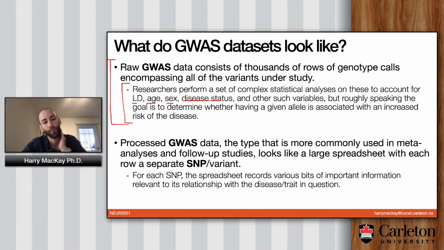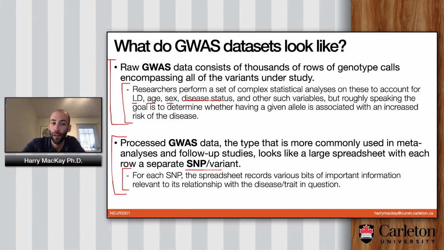Processed GWAS data, the kind we would actually use in our day-to-day lives, is more like what you would see in just a regular spreadsheet. Each row represents a separate variant or a separate SNP that's been genotyped. And then you have, for each SNP, some kind of statistic that reflects its relationship with the phenotype of interest.